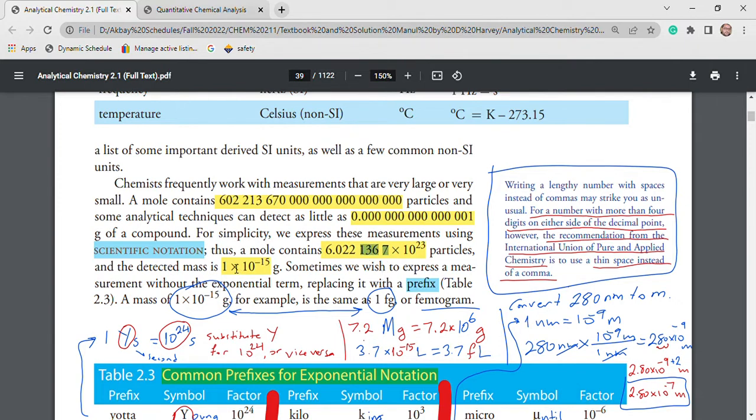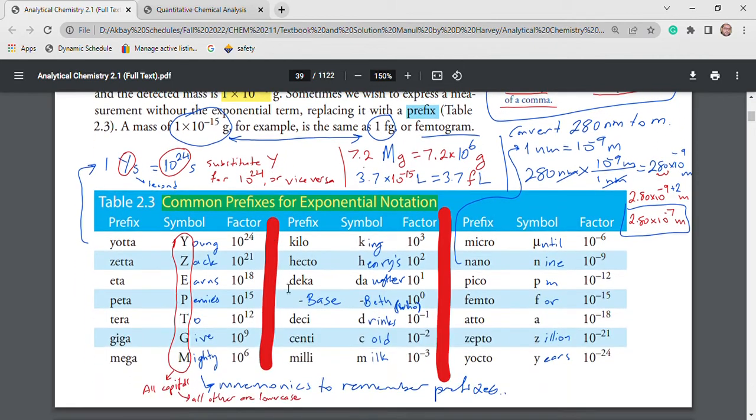And the other one is 1 times 10 to the negative 15th. That means you move the decimal point to the right until you come after 1. Because in scientific notation the number, which we call the significand, has to be between 1 and 10. It cannot be smaller than 1 or greater than 10. And that is what we have.